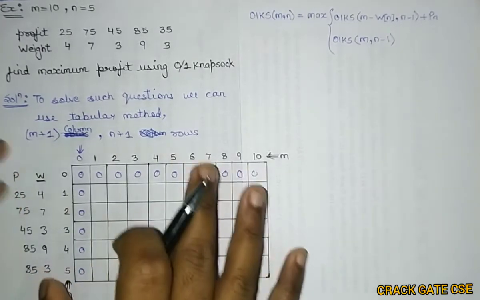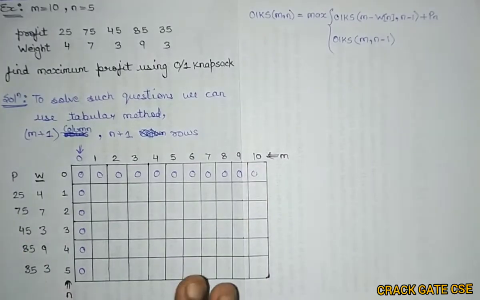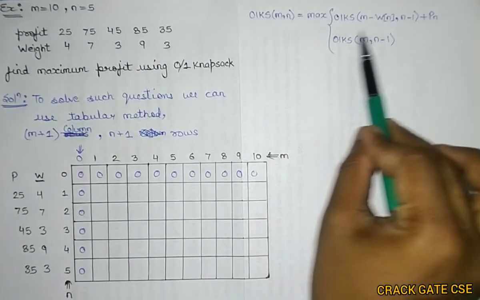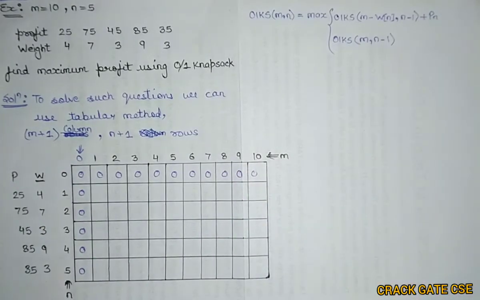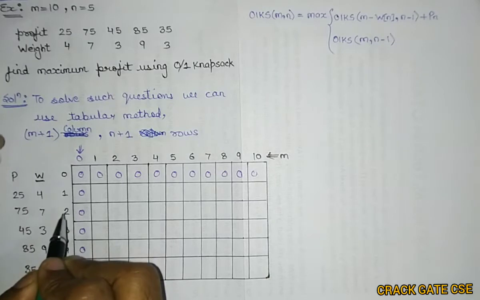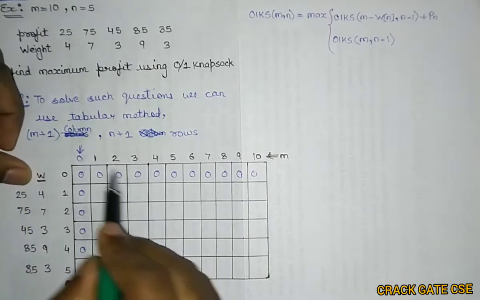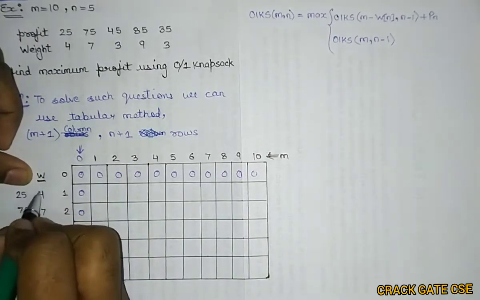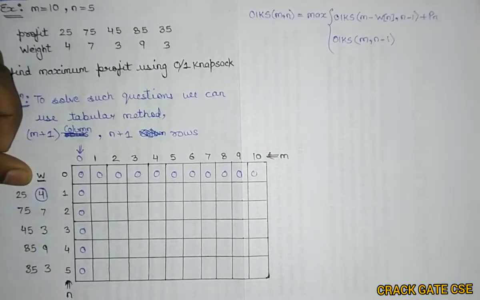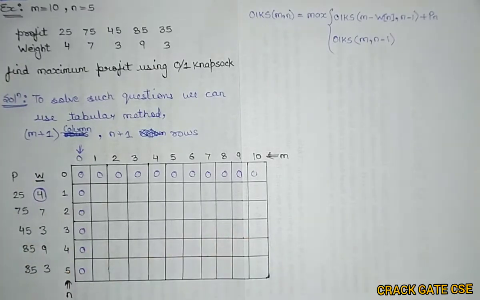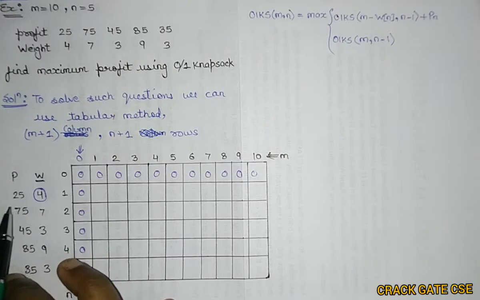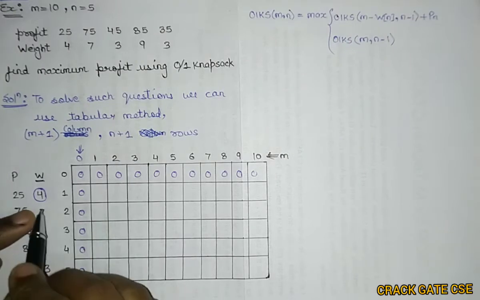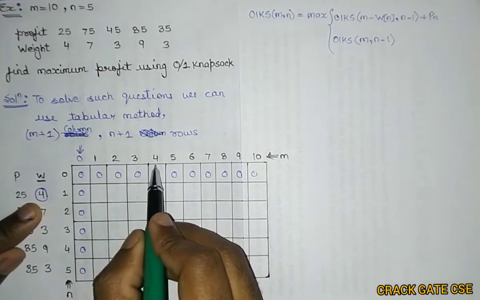First of all I am showing you how you can directly fill this table. Later I will show you how this particular formula works. I already gave that formula in the recurrence relation. First we compare these values with this weight, because here I have weight 4 and this is the capacity. If the bag has a capacity of 4, then only I can place that particular object into the bag. You can see that this 4 is the same as this 4.